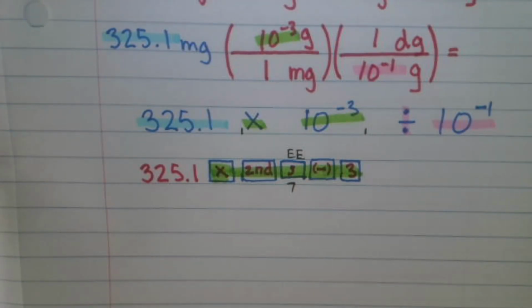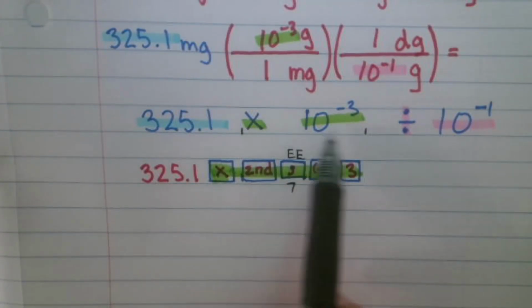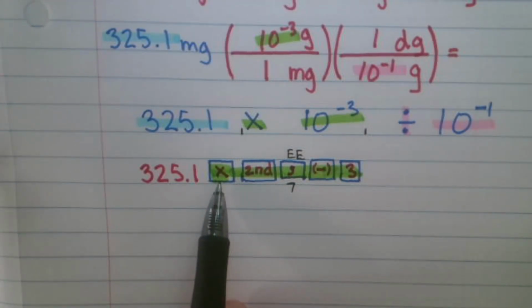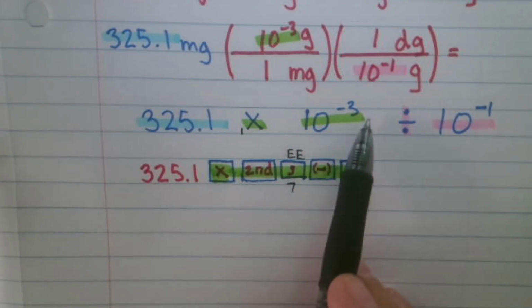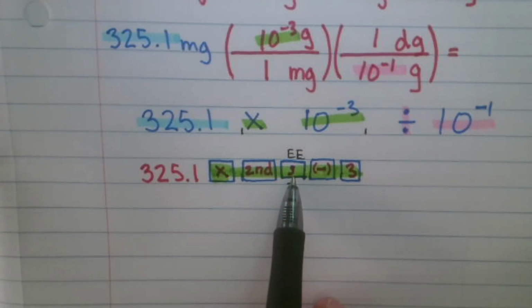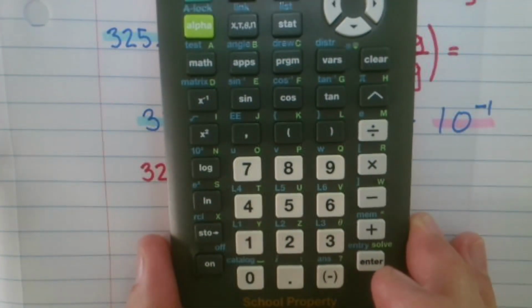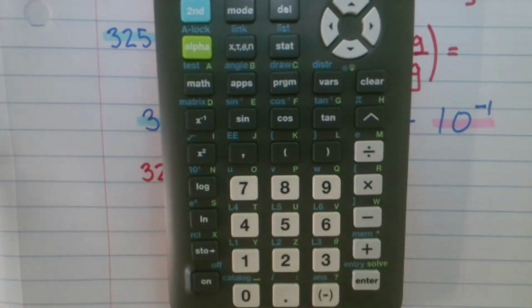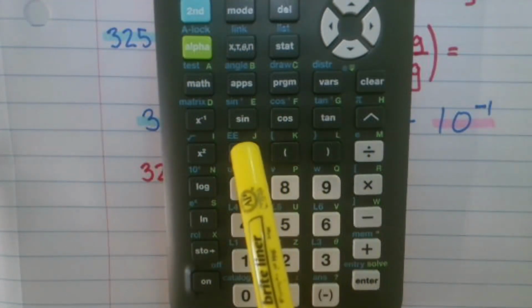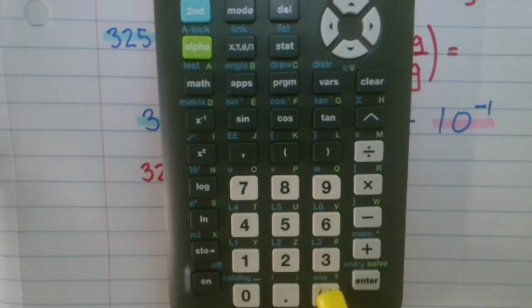When we type this in the calculator, the first thing you do is you type in 325.1. Since we're multiplying times 10 to the negative third, you multiply. Then your scientific notation is expressed like this in the calculator: second, comma, negative 3. So 325.1 second, comma, that's the double E, and you'll see on the screen that it's E, -3.